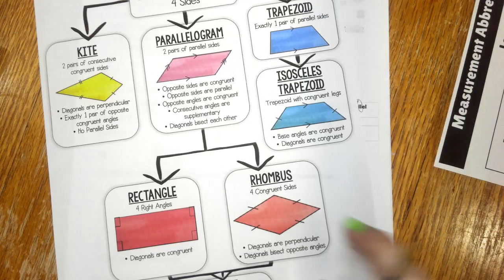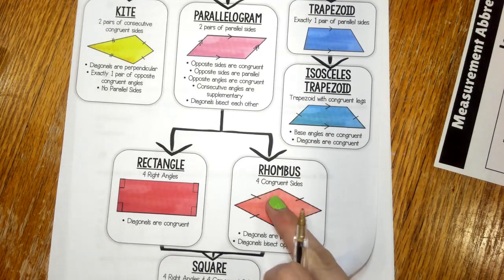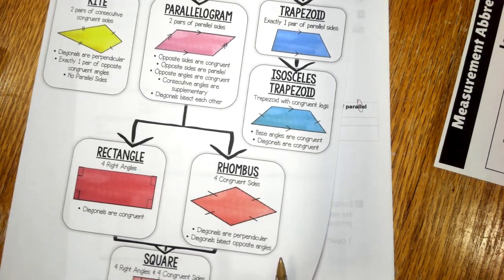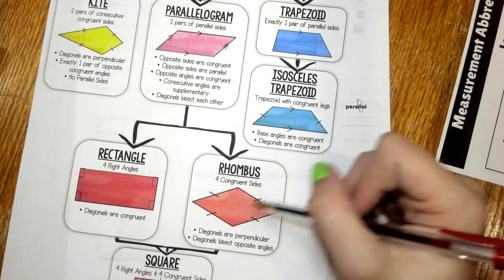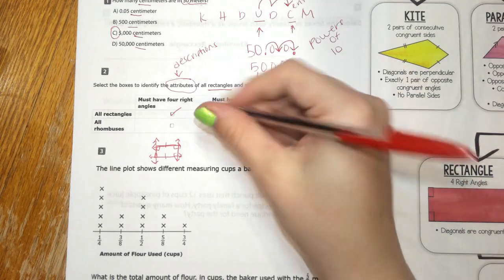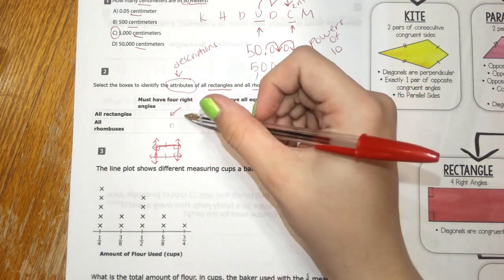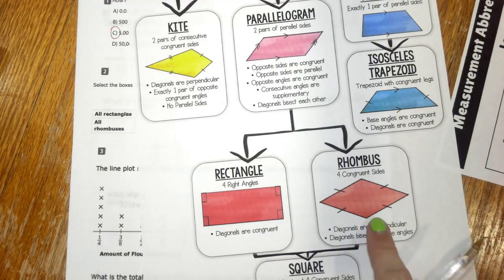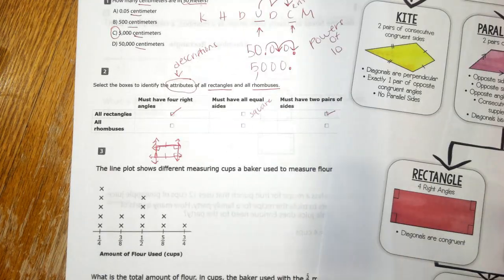Now a rhombus is kind of like a square that's been squished a little bit. So all my sides are the same, but I don't have right angles. That's the biggest thing. So, must have 4 right angles? No, we just looked at it and it's squished. A rhombus does not have to have right angles.